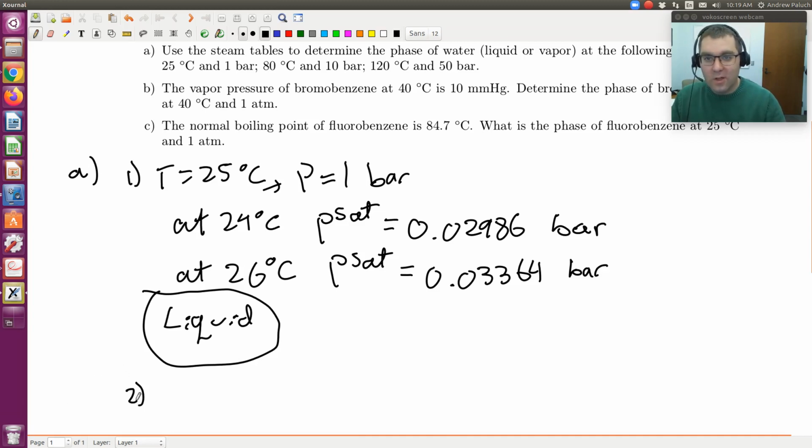Now let's look at part 2. For part 2, we have a temperature of 80 degrees C and a pressure of 10 bar.